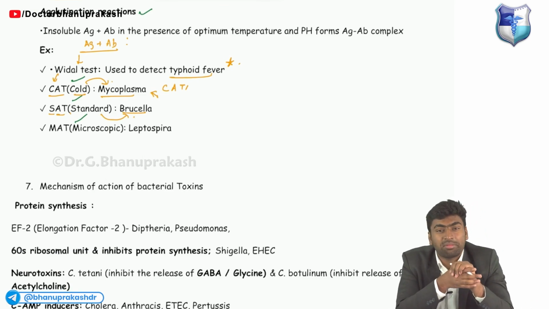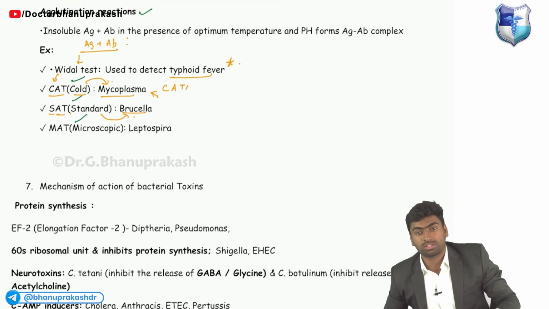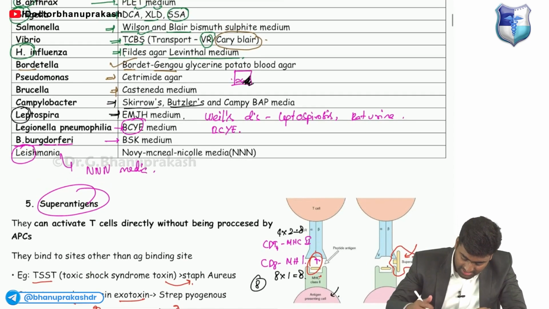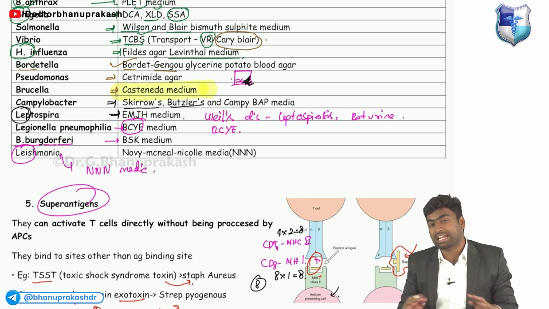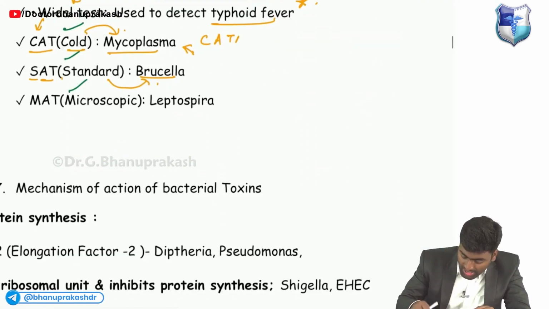Can anyone tell me the name of the media we use for Brucella? For brucellosis, we use the medium known as Castaneda medium. Likewise, they will ask very random questions like this in the examination, so make sure you remember it.